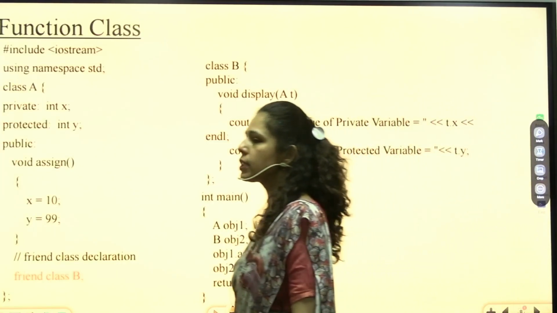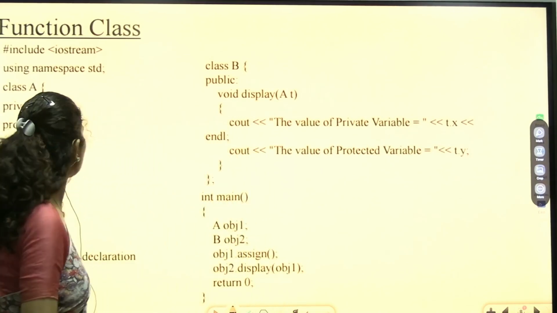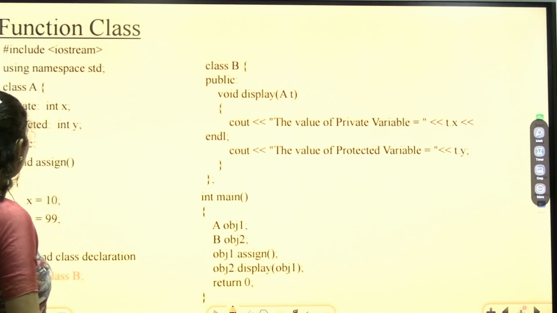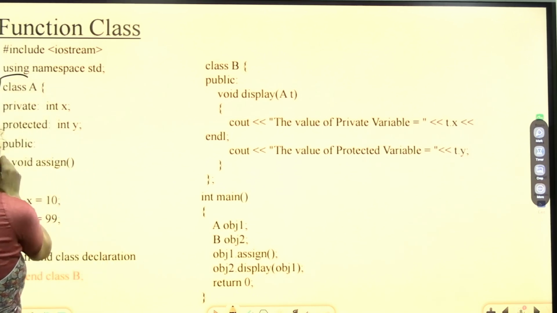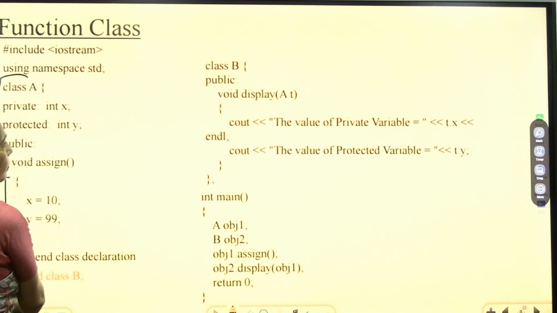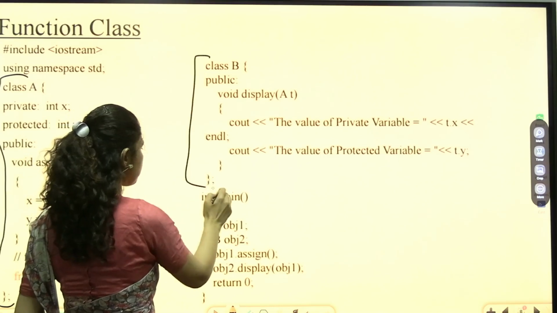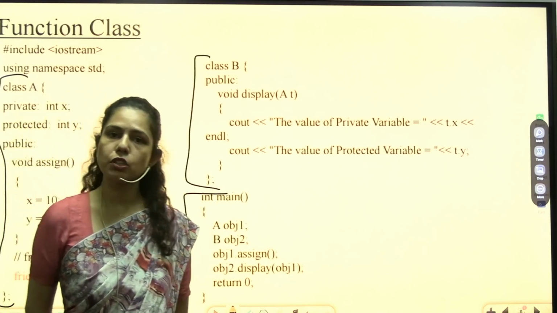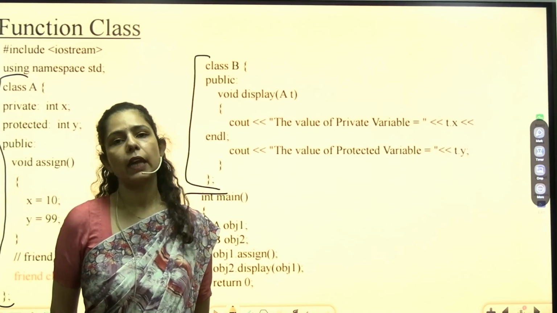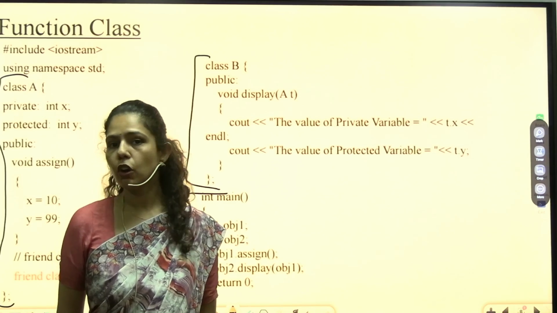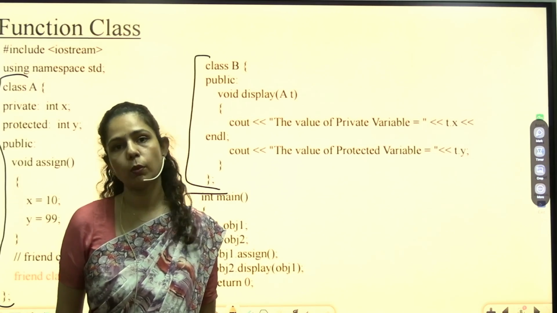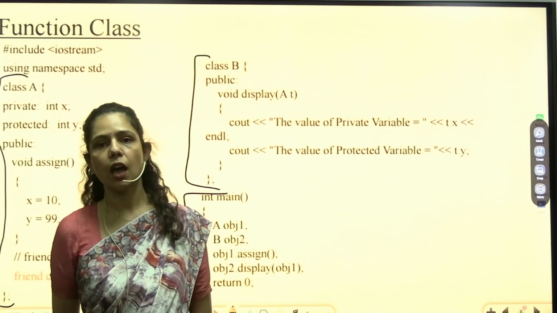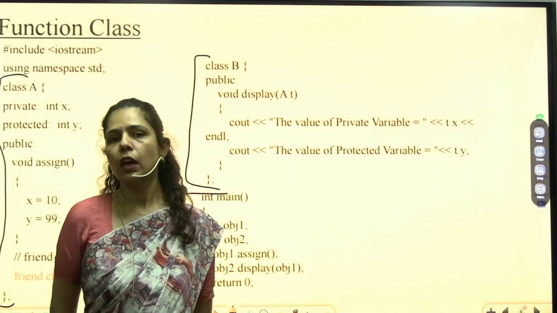Now one more concept is there, that is friend class. So what is a friend class? Again, the first two lines are the same, and then we have class A here, and this is another class, class B, and then we have the main section. Now instead of making a friend function, we will make the entire class a friend. We are not making one particular function from the class a friend of some class. What we are doing is making the entire class the friend of some other class.